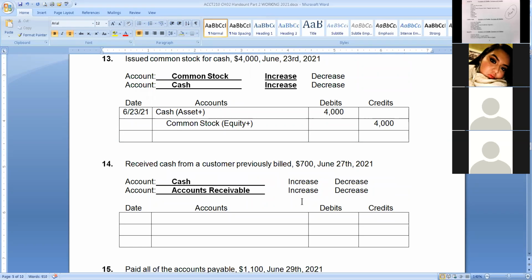Okay. Is cash going up or down? Up. And accounts receivable? It's a decrease. Yep. So they no longer owe us. This is the account that they owed us from, but they just paid us. They no longer owe us that. So June 21.